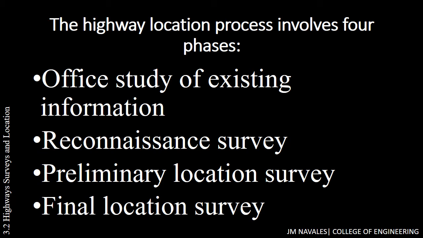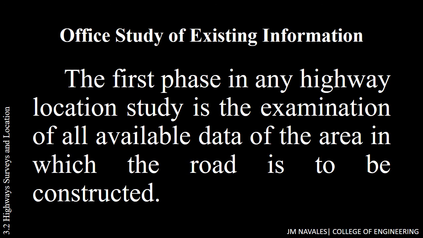The highway location process involves four phases: office study of existing information, reconnaissance survey, preliminary location survey, and final location survey. I think these phases were already discussed by Miss Morris in the last chapter, but for clarity or reiteration, I need to repeat this topic.